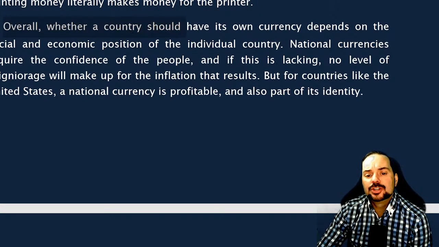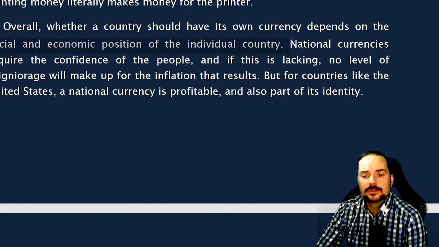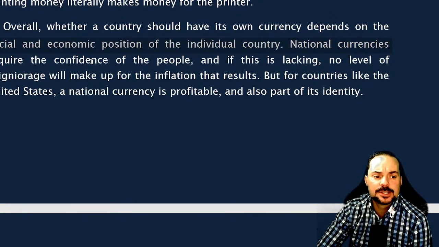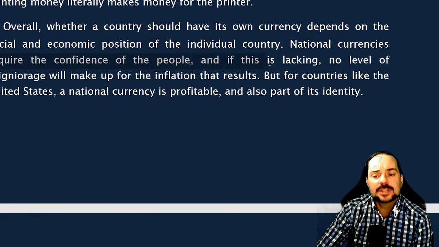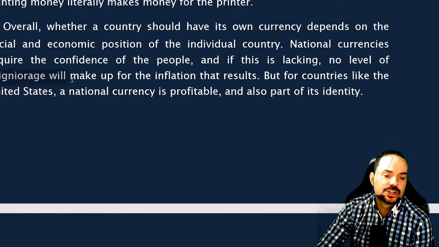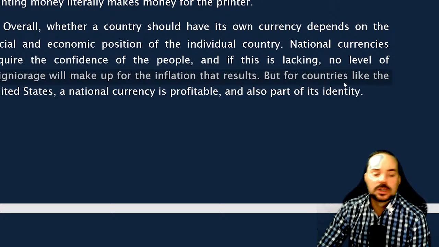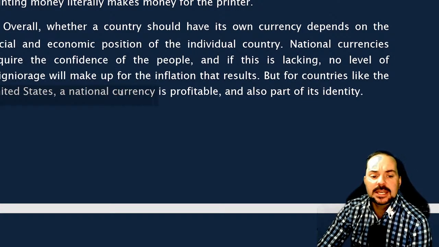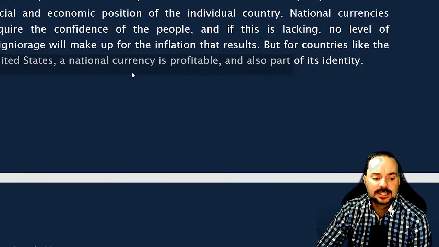Overall, whether a country should have its own currency depends on the social and economic position of the individual country. National currencies require the confidence of the people, and if this is lacking, no level of seigniorage will make up for the inflation that results. But for countries like the United States, a national currency is profitable and also part of its identity.